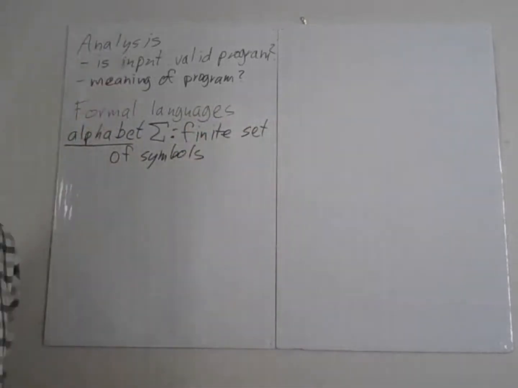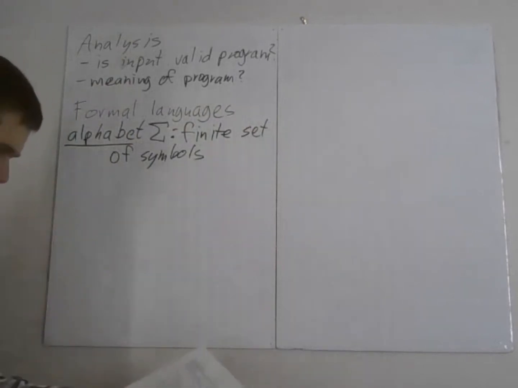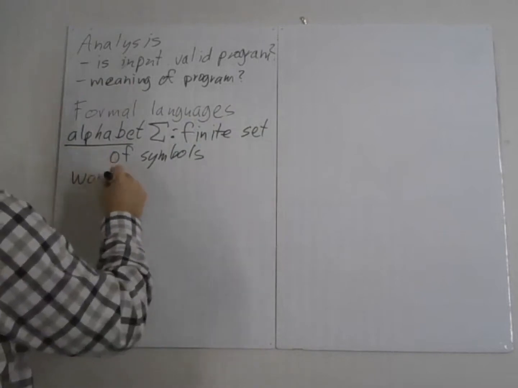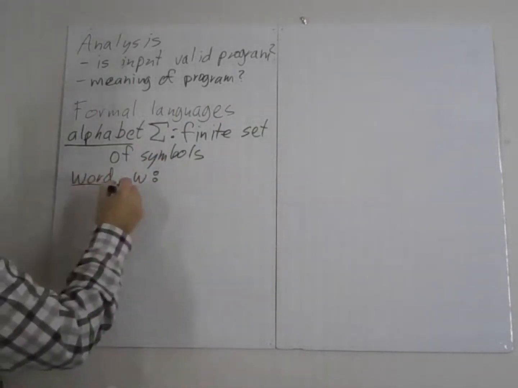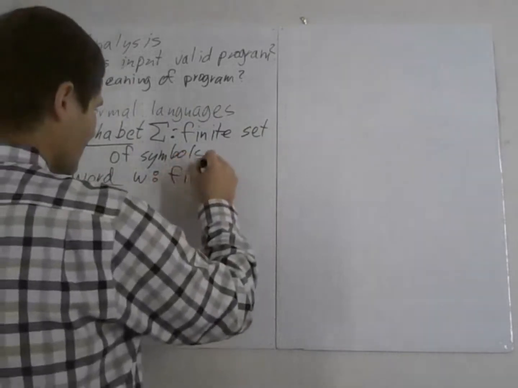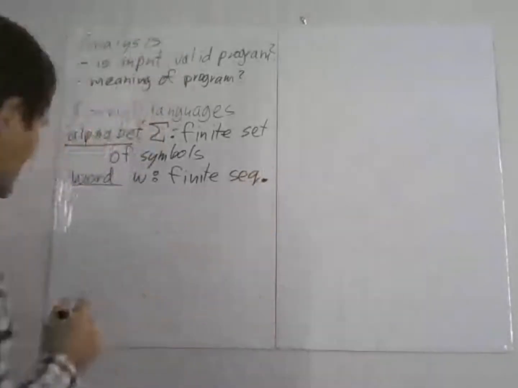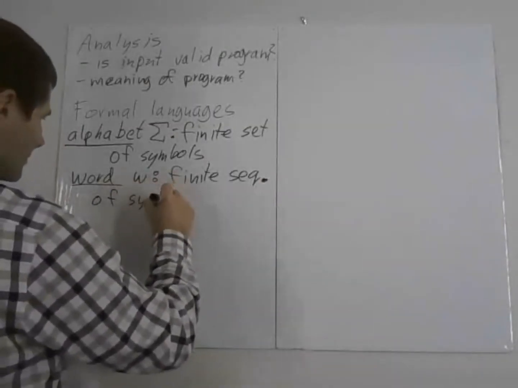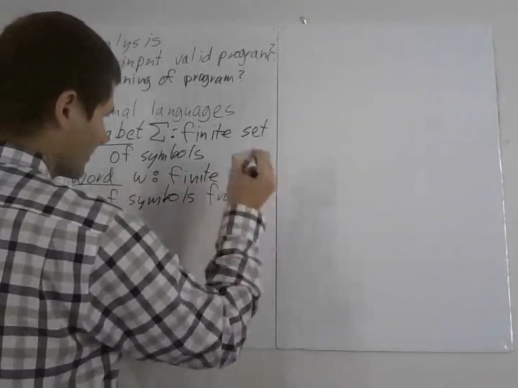Okay, and so at different phases of analysis, we're going to use different alphabets, and we'll see those along the way. Then once you've defined an alphabet, a word, and I'm going to usually use W for words. So a word W is a sequence, and for us, it's going to be a finite sequence of symbols from the alphabet.